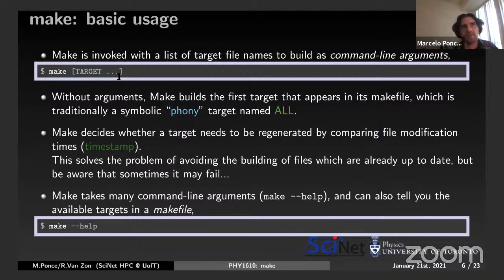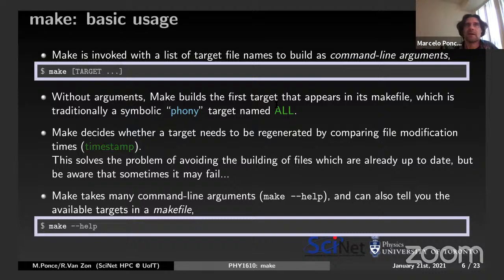If you don't say anything other than just make, then make will execute the default rules that you have in your makefile. It basically builds the first target that appears in the makefile, which is traditionally a symbolic target named all. We are going to see this in specifics in a second.